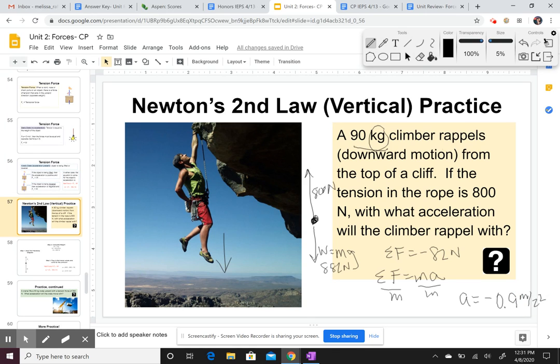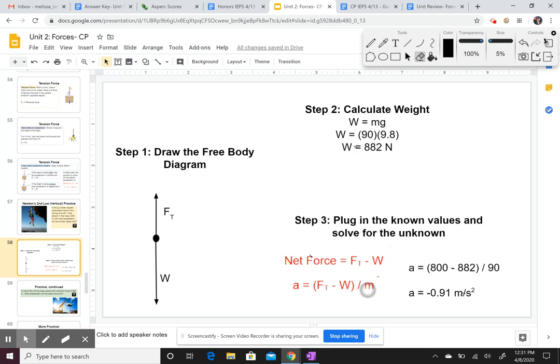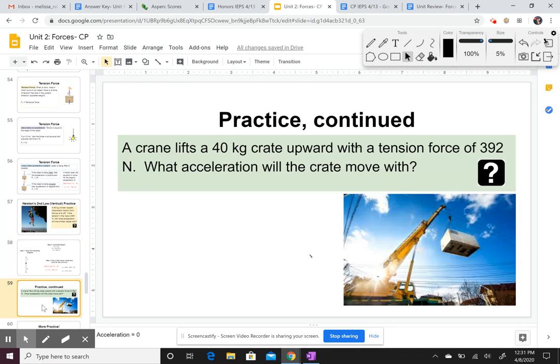The work is written out. I know my pen is kind of messy here, but the next slide shows you all that work. And I wish there was a way to erase all of this at once, but there's not, or I haven't figured it out yet. So there's a couple more practice problems. The next one I want to go over with you because something interesting happens in the next problem.